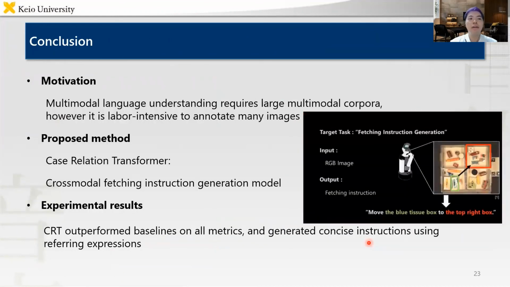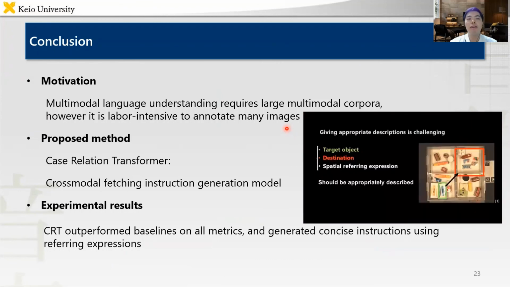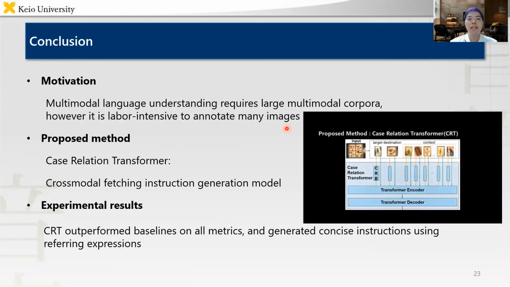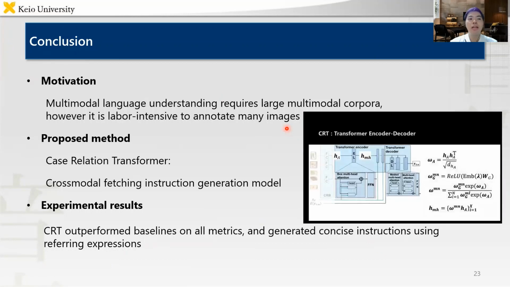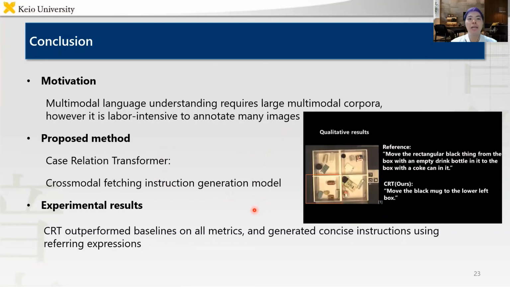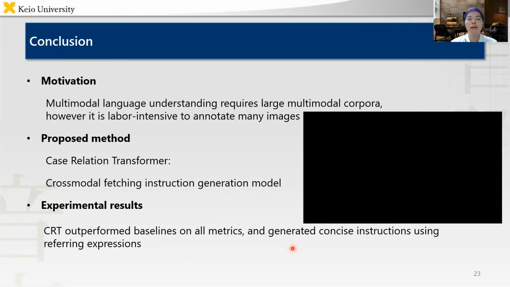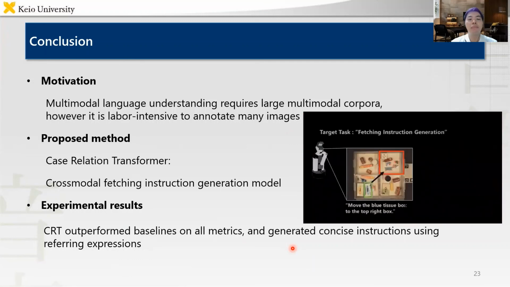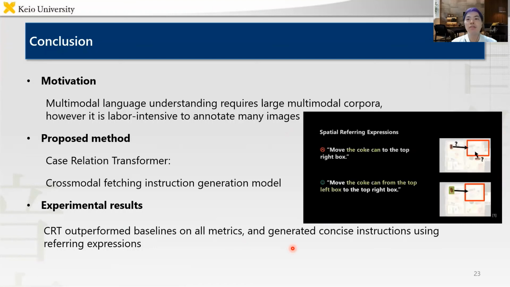This slide shows a summary. Our motivation is that multimodal language understanding requires large multimodal corpora. However, it is labor-intensive to annotate many images. Therefore, in this research, we propose the case relation transformer, a multimodal fetching instruction generation model. From the quantitative and qualitative results, it was confirmed that our method outperformed the baselines and generated concise instructions using referring expressions.